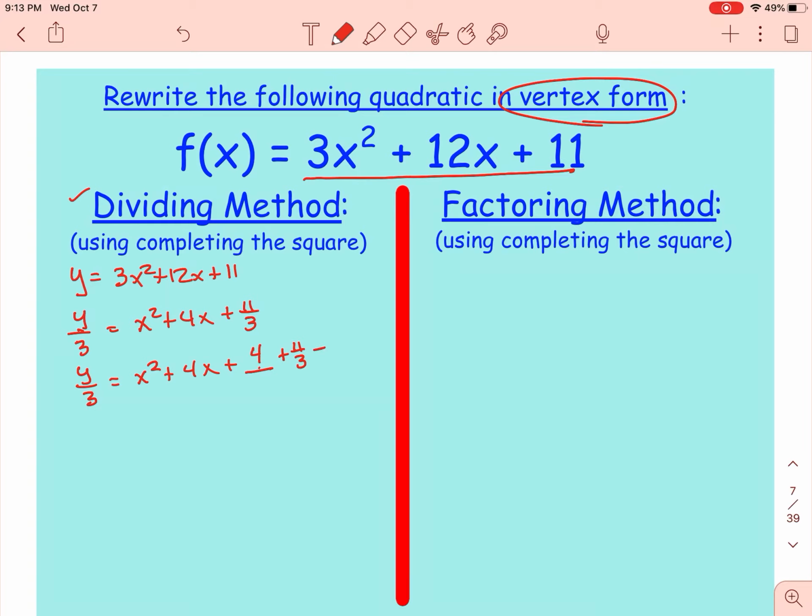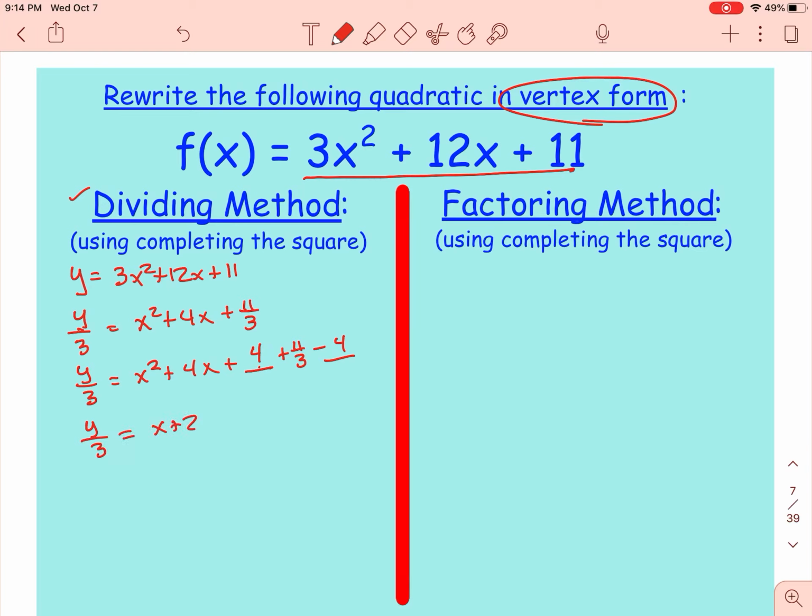And so if I add 4 here, I'm going to subtract 4 on the same side to cancel it out, so I didn't really add anything. And then I have y over 3 equals (x plus 2) quantity squared. And now I've got to add 11 thirds and subtract 4, which is really 12 thirds. So 11 thirds minus 12 thirds is going to be negative 1 third.